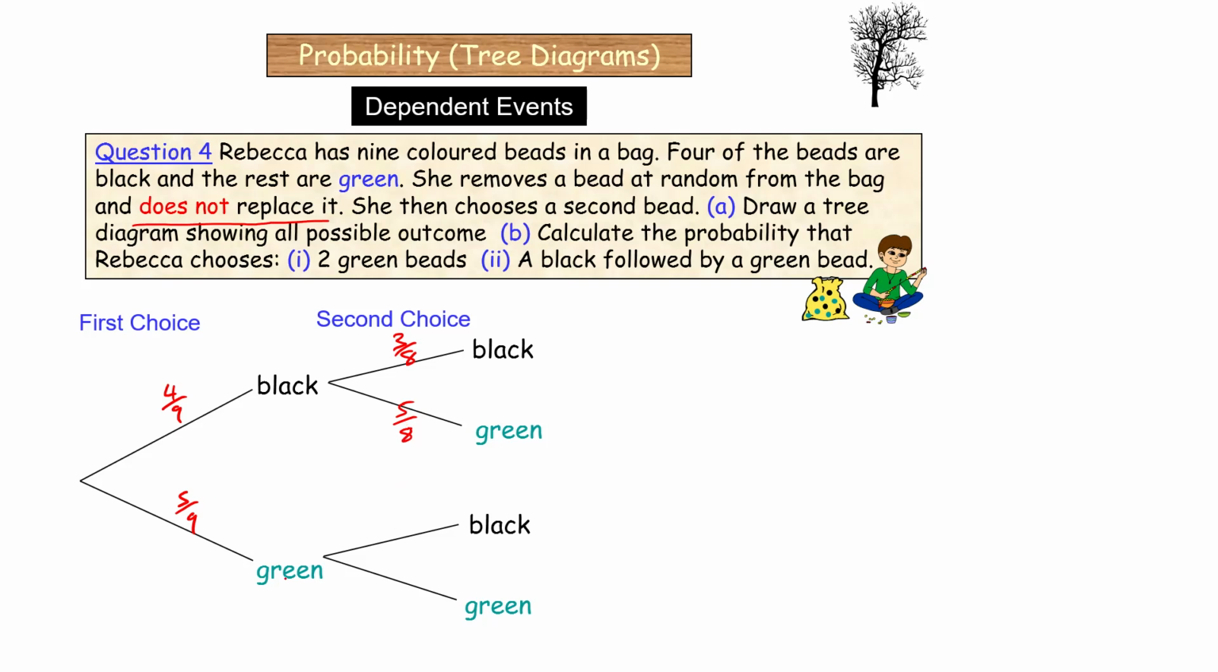If she selected a green bead in the first instance, that means there are only 4 green beads left. So the chance of selecting a green bead is 4 out of the 8 that are left. And she selected green, so there's still 5 black beads out of the 8 that are left there. So that's how we work out our probability for a dependent event.